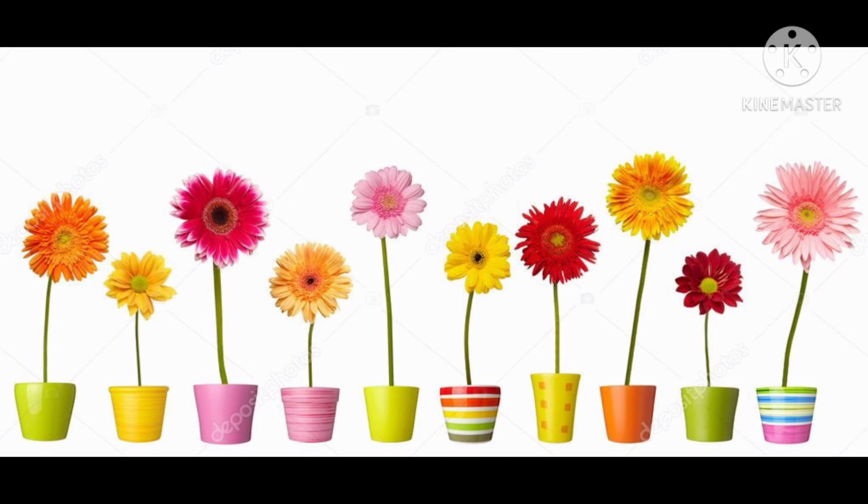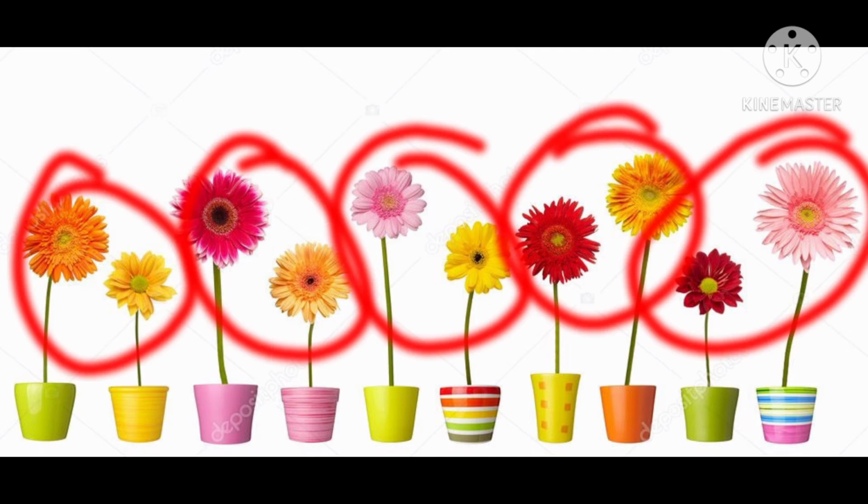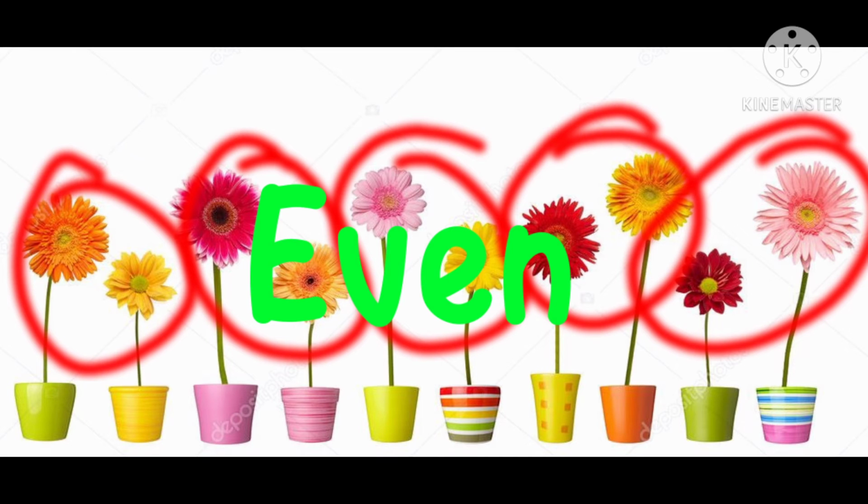Now, children, look at the screen and count. How many flowers are there? There are 10 flowers. Let's make group of these flowers. Children, when we make pairs of these flowers, there are 5 pairs of flowers and each pair has 2 flowers. So, 10 is an even number.